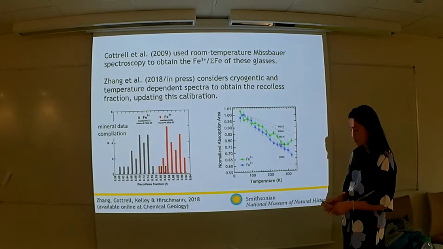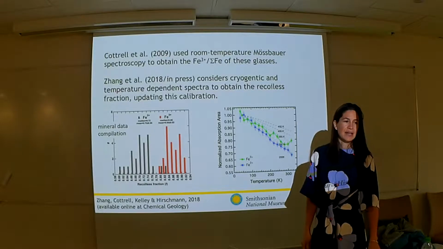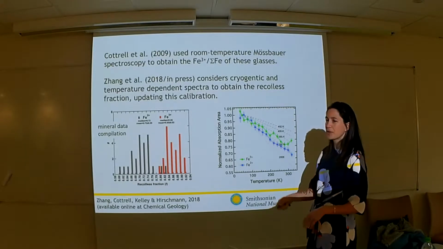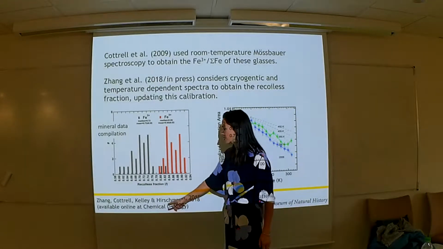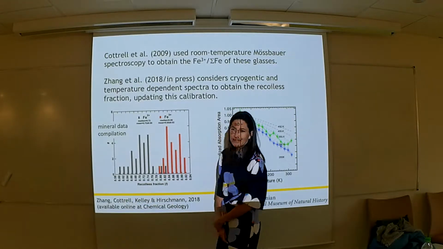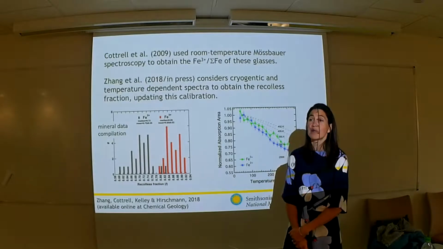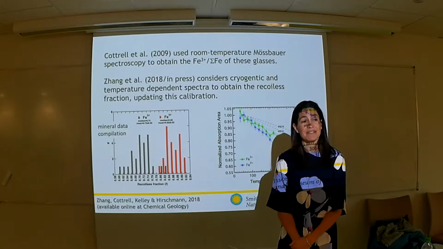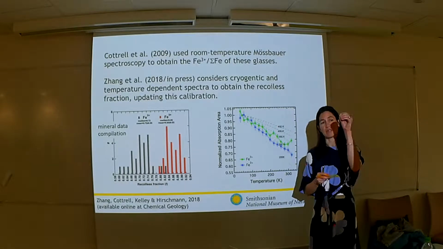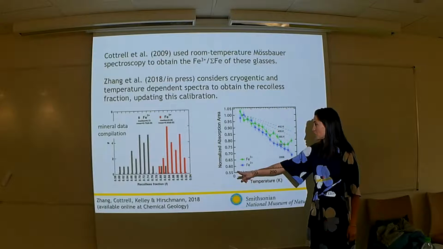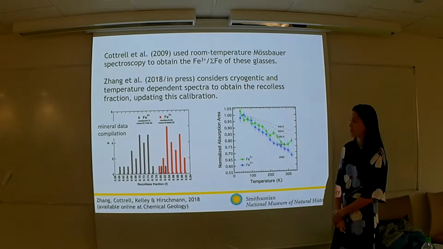Now, as I said, this was done with room temperature Mossbauer spectroscopy. And we just had a paper come out last week. This is working with Mark Hirschmann and Honglu Zhang doing cryogenic Mossbauer spectroscopy. So Mossbauer spectroscopy at 10 Kelvin and looking at temperature series. So taking Mossbauer spectroscopy at many temperatures from 10 Kelvin up to 300 Kelvin or so.